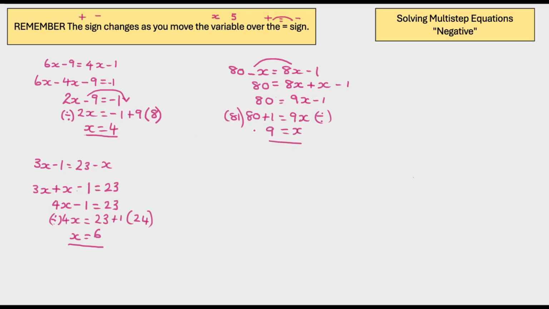So as you can see, it doesn't matter which side the x is on, because there the x equals 4 and the x equals 9 there. It just depends on how you do it. Either way is fine. Depends how your brain works. Going to do another one.